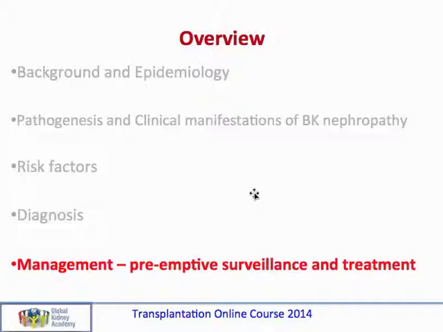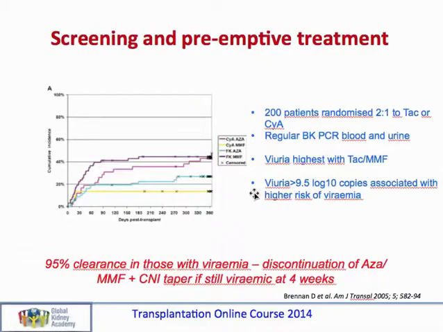So how are we going to manage? Management really revolves around pre-emptive surveillance and treatment. So this was an interesting study. Well, it wasn't a randomised controlled trial, but it was a randomised study whose purpose was to determine the incidence of BK viruria, viremia, and nephropathy with tacrolimus and cyclosporin, and also determine the impact of immunosuppression reduction on subsequent viremia and development of nephropathy. So patients were randomised to either tacrolimus or cyclosporin.